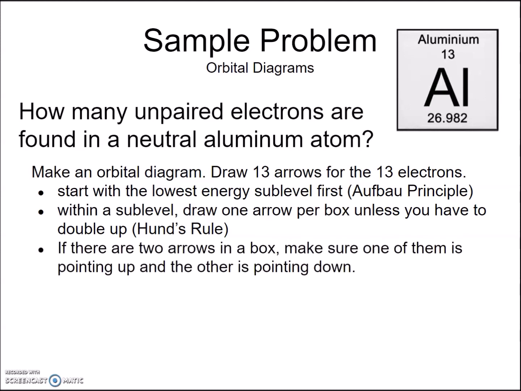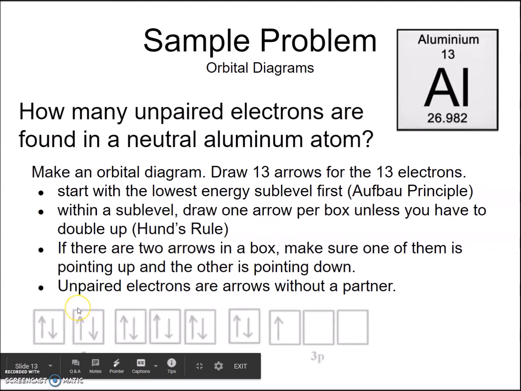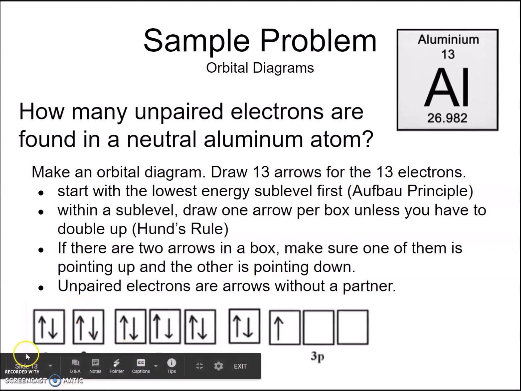If there are 2 arrows in a box, make sure one of them is pointing up and the other is pointing down. That's the Pauli exclusion principle. And then lastly, to answer the question of how many unpaired electrons there are, we're looking for arrows that don't have a partner, arrows that are alone. So once again, we're going to draw an orbital diagram first. You can draw orbital diagrams with blanks and then arrows above the blanks, or you can draw boxes. Either way is fine.